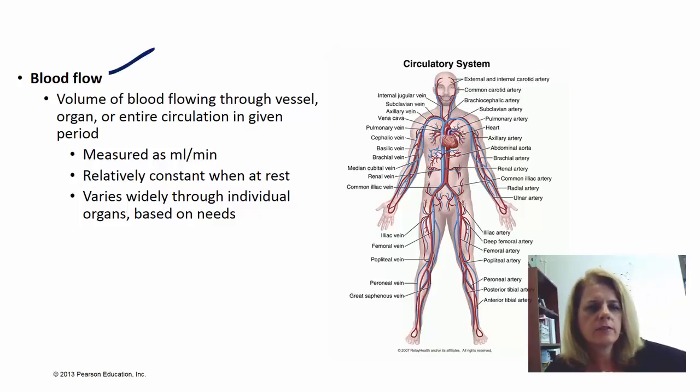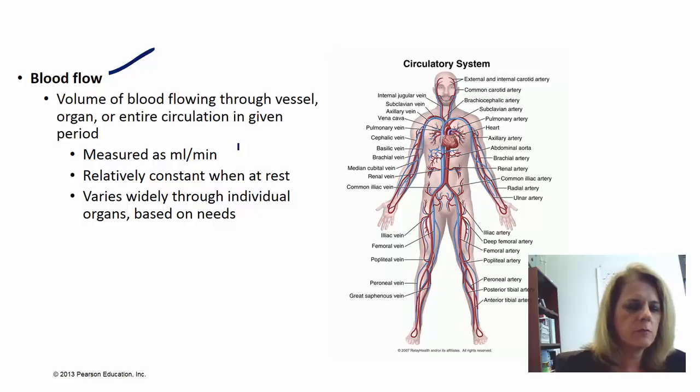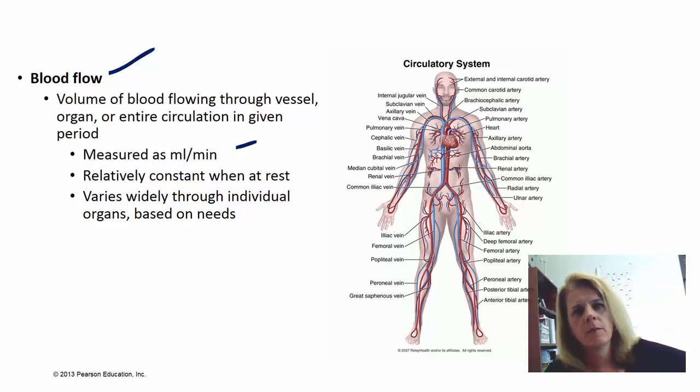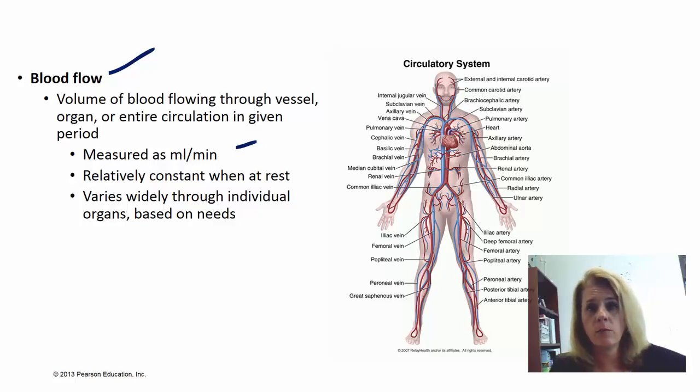Blood flow is the volume of blood that's flowing through a vessel, an organ, or the entire circulation at any given period, and we typically measure that as milliliters per minute. It's typically pretty constant at rest, but it can change. You can move blood from one area of the body to another, shunt it, and so you can increase blood flow to areas that need more blood at a certain point in time.